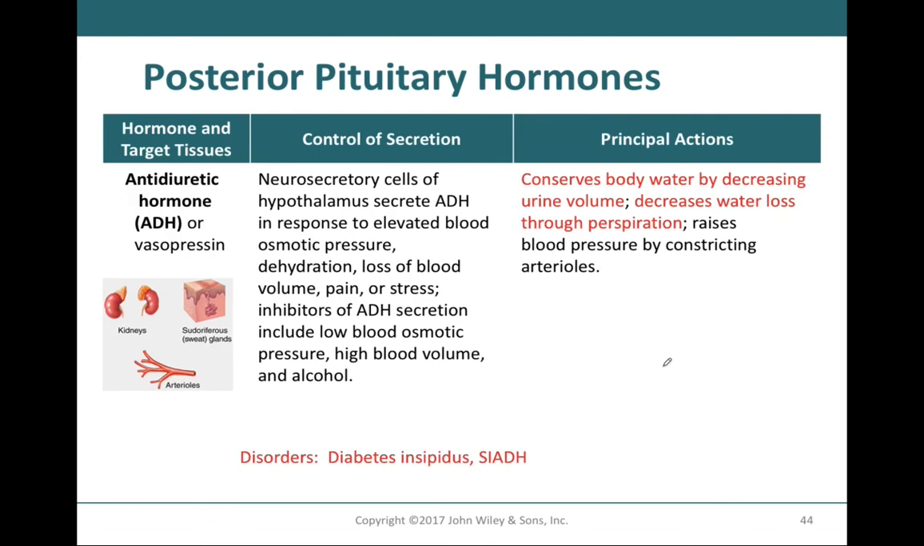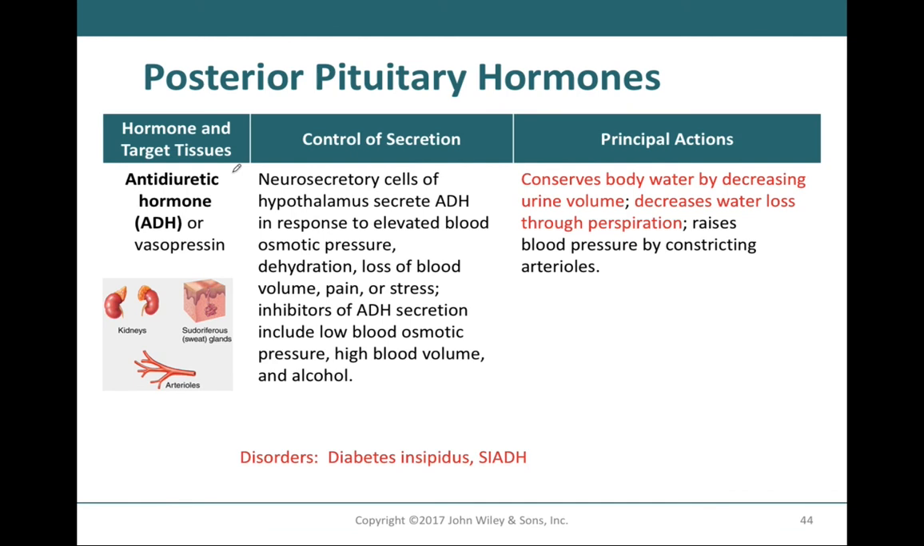Now, our other hormone that comes from the posterior pituitary is vasopressin, also known as antidiuretic hormone. Antidiuretic hormone truly describes what this hormone's major action is going to be. So if blood pressure is down, if we're dehydrated, or we've lost a lot of blood volume because we're hemorrhaging or something of the sort, the neurosecretory cells in the hypothalamus will release vasopressin. The major goal of antidiuretic hormone is to reduce water loss from the body, and this can be in the form of blood or in the form of urine.